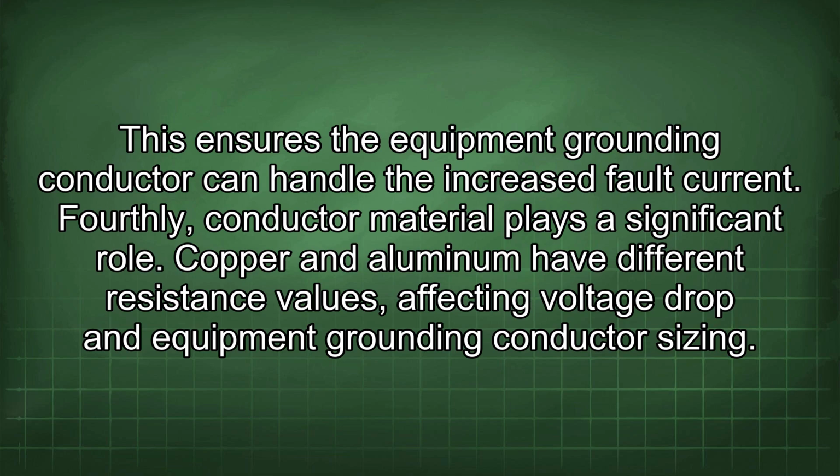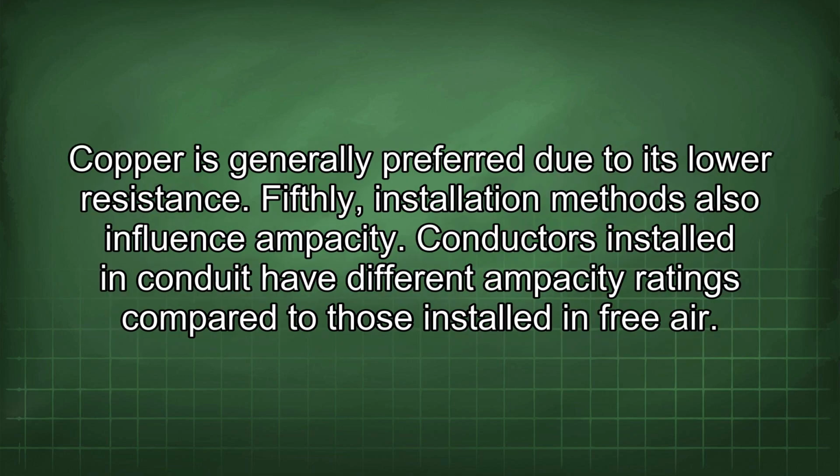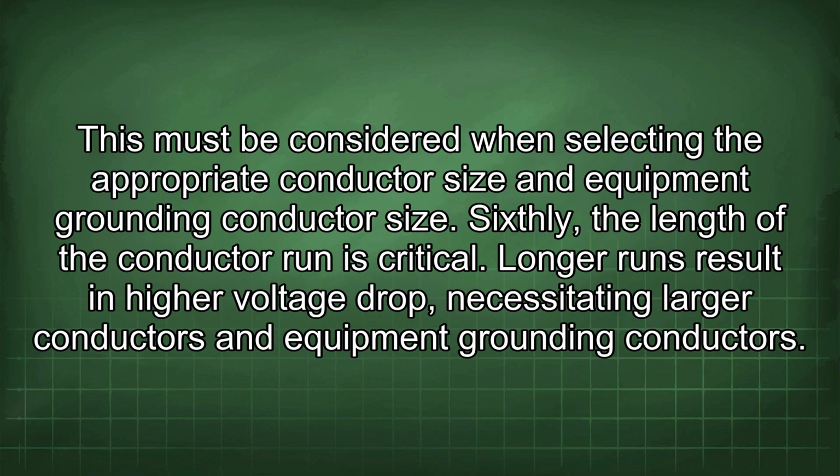Fourthly, conductor material plays a significant role. Copper and aluminum have different resistance values affecting voltage drop and equipment grounding conductor sizing. Copper is generally preferred due to its low resistance. Fifthly, installation methods also influence ampacity. Conductors installed in conduit have different ampacity ratings compared to those installed in free air. This must be considered when selecting the appropriate conductor size and equipment grounding conductor size.